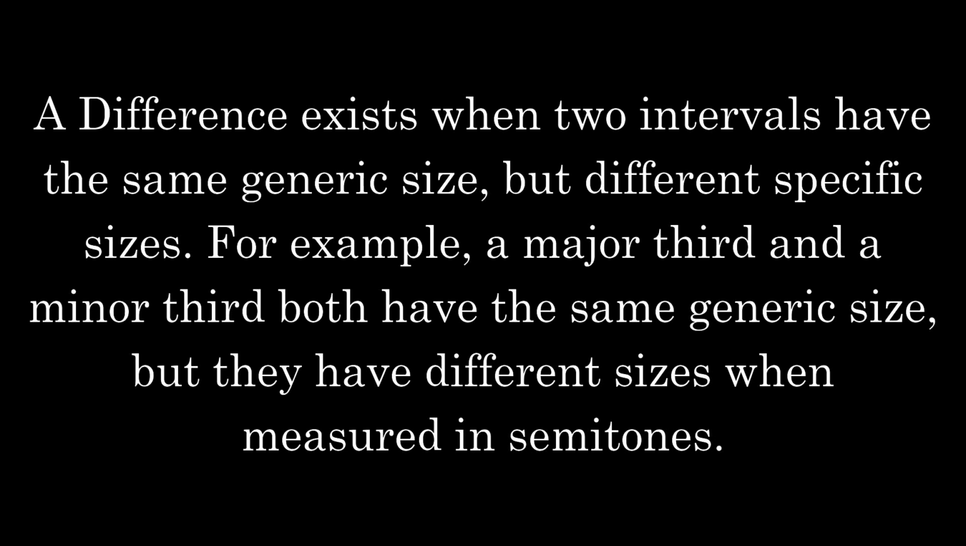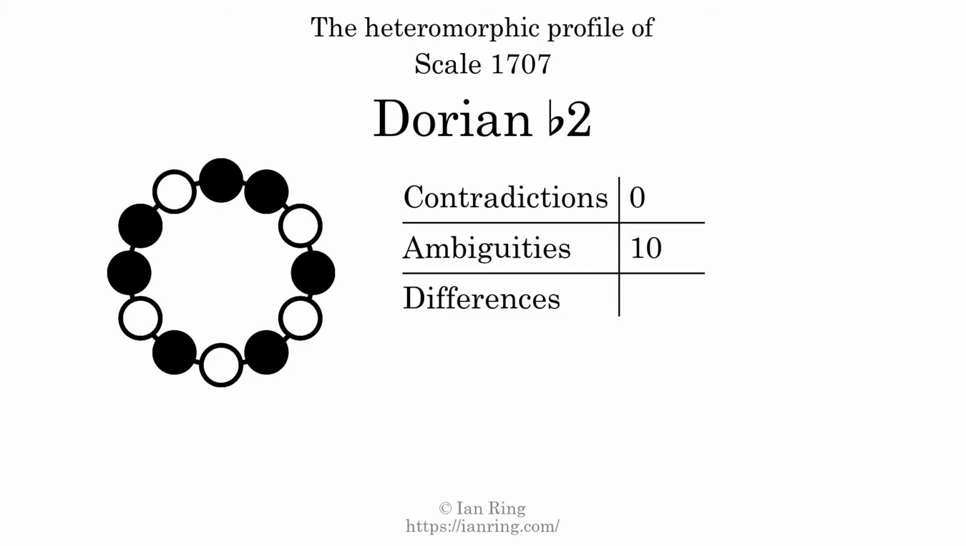A difference exists when 2 intervals have the same generic size, but different specific sizes. For example, a major third and a minor third both have the same generic size, but they have different sizes when measured in semitones. The number of differences in this scale is 72.